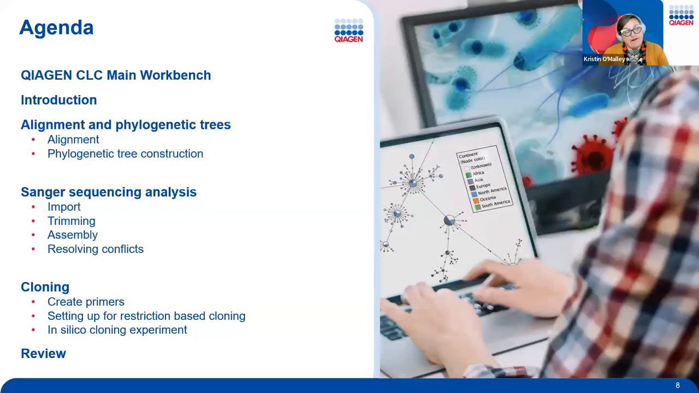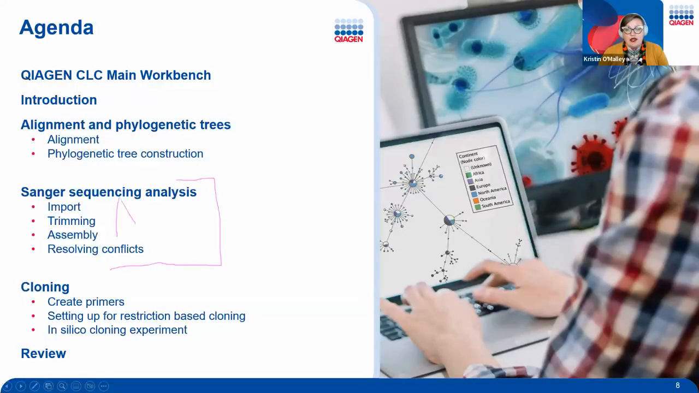So here's a quick agenda for what we'll be going over today. Of course, like I said, we'll be playing in the CLC Main Workbench. I'll give you a brief introduction as to what the Main Workbench is and what it isn't. Then we'll quickly jump right into the software itself, where we will be performing some alignment and then a phylogenetic tree from that alignment to have a look at the lineage of some of the samples that we'll be importing here. And then we will quickly move on to Sanger sequencing analysis.